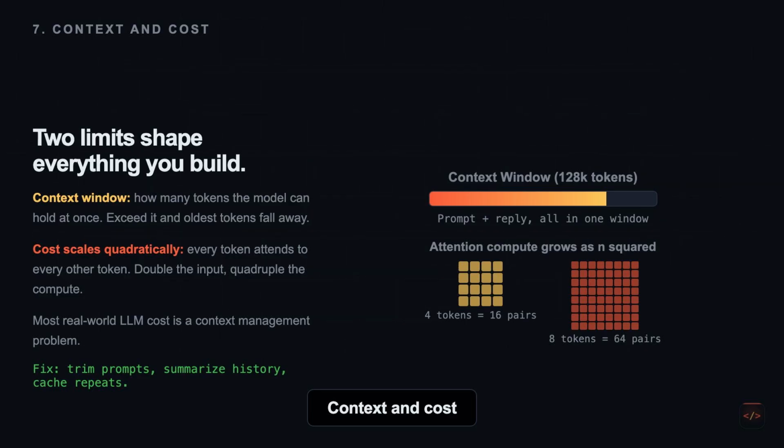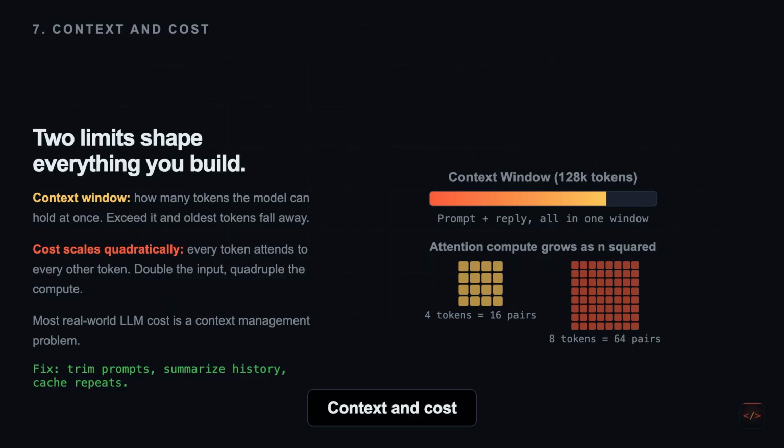In attention, every token looks at every other token. So doubling the input does not double the work, it roughly quadruples it. That is why long prompts get expensive quickly. The fix in practice is to send less: trim the prompt, summarize history, and cache the parts that repeat. Most real world LLM cost is a context management problem, to be honest.